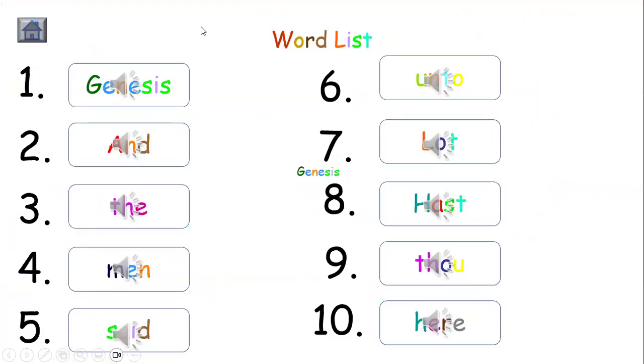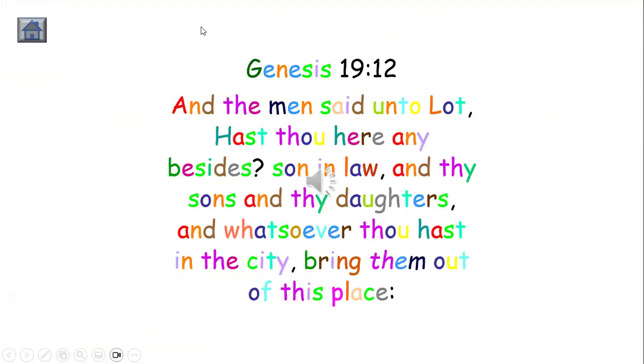and we'll scroll down to the verse, and it says, "And the men said unto Lot, Hast thou here any besides son-in-law, and thy sons, and thy daughters, and whatsoever thou hast in the city? Bring them out of this place."